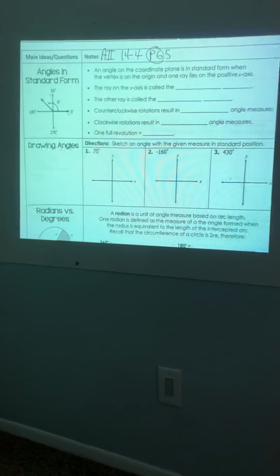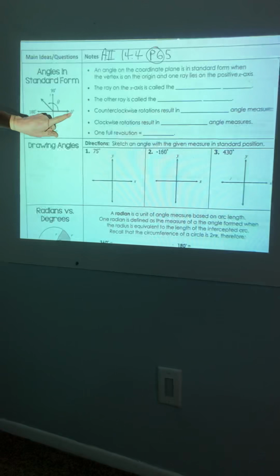Okay, so we're talking about angles in standard form. Here's your y-axis, here's your x-axis. Okay, remember the quadrant starts with 0 degrees, then you go counterclockwise, positive 90, 180, 270, and then back to 360, okay? So I thought we'd fill this in one more time.